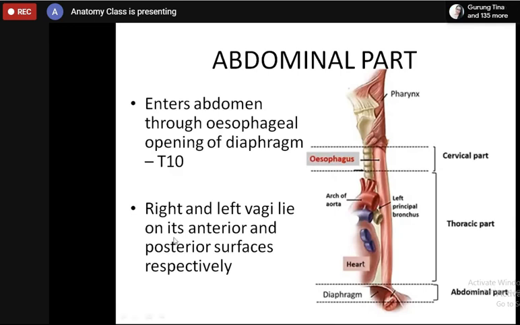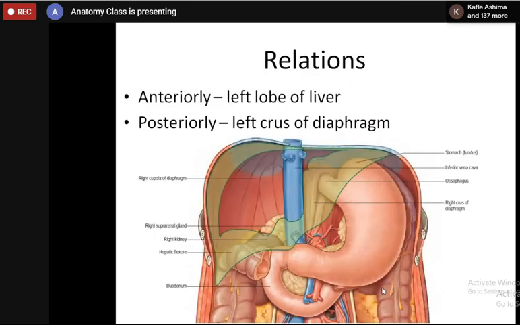The right and left vagus nerve lie on the anterior and posterior aspect of the abdominal esophagus, and this vagus nerve later on becomes the right and left vagal trunk. So this is about the extent and location. Then the relations of the abdominal part of the esophagus.